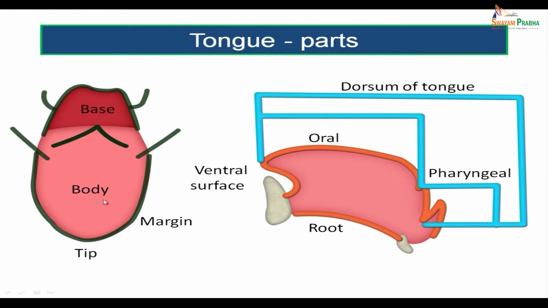So, the part in front of the sulcus terminalis is the body of the tongue, and the posterior part is called the base of the tongue, and this, of course, is the tip of the tongue, and the sides are called the margins of the tongue.